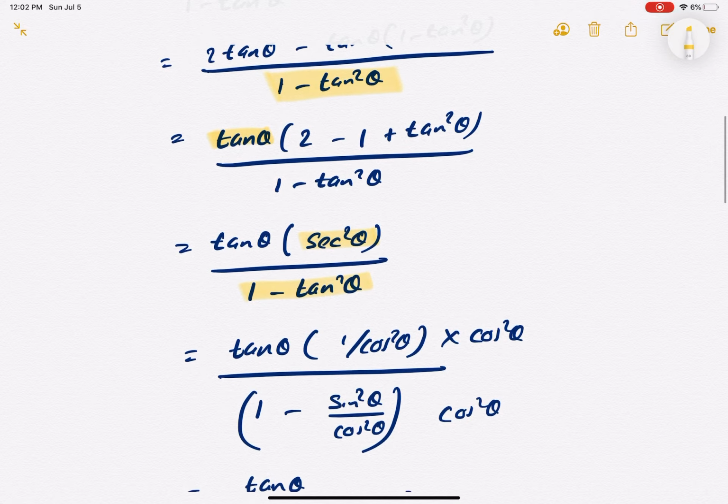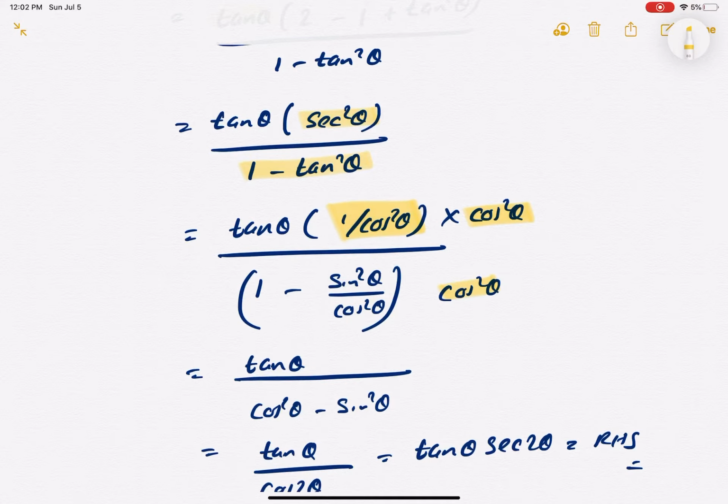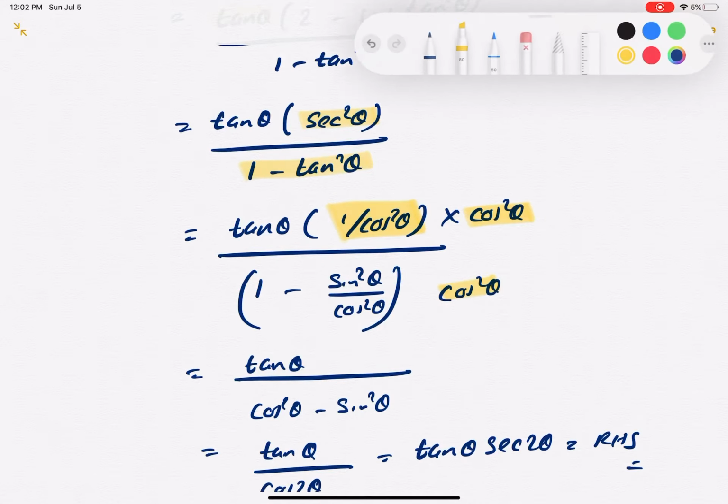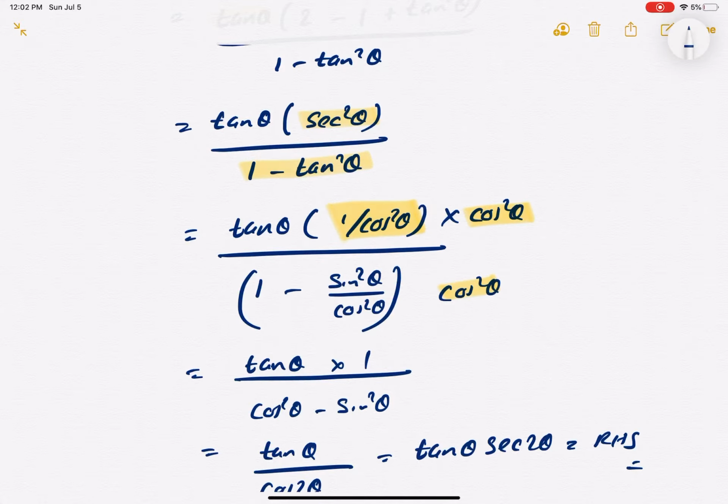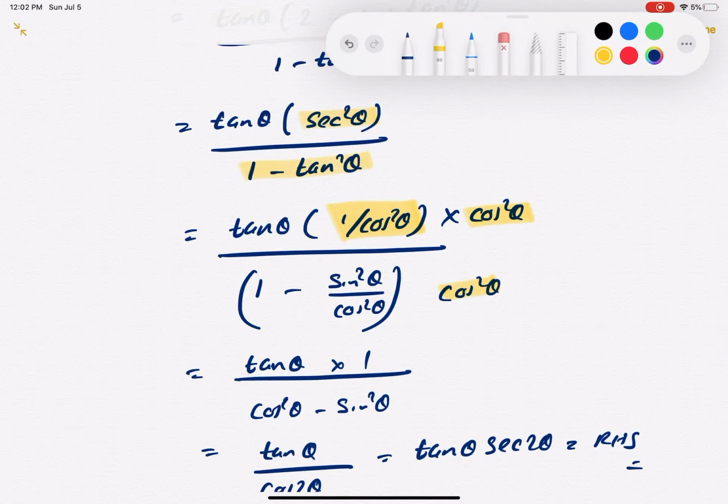So since we got sec square theta as well as tan square theta, I have converted my sec square theta into 1 over cos square theta, which is the definition, and 1 minus tan square theta I have written here as 1 minus sin square theta over cos square theta. Then I multiplied numerator and denominator both by cos square theta so that it simplifies: 1 over cos square theta into cos square theta is 1, and cos square theta into 1 is cos square theta, and cos square theta into tan square theta gives you sin square theta.